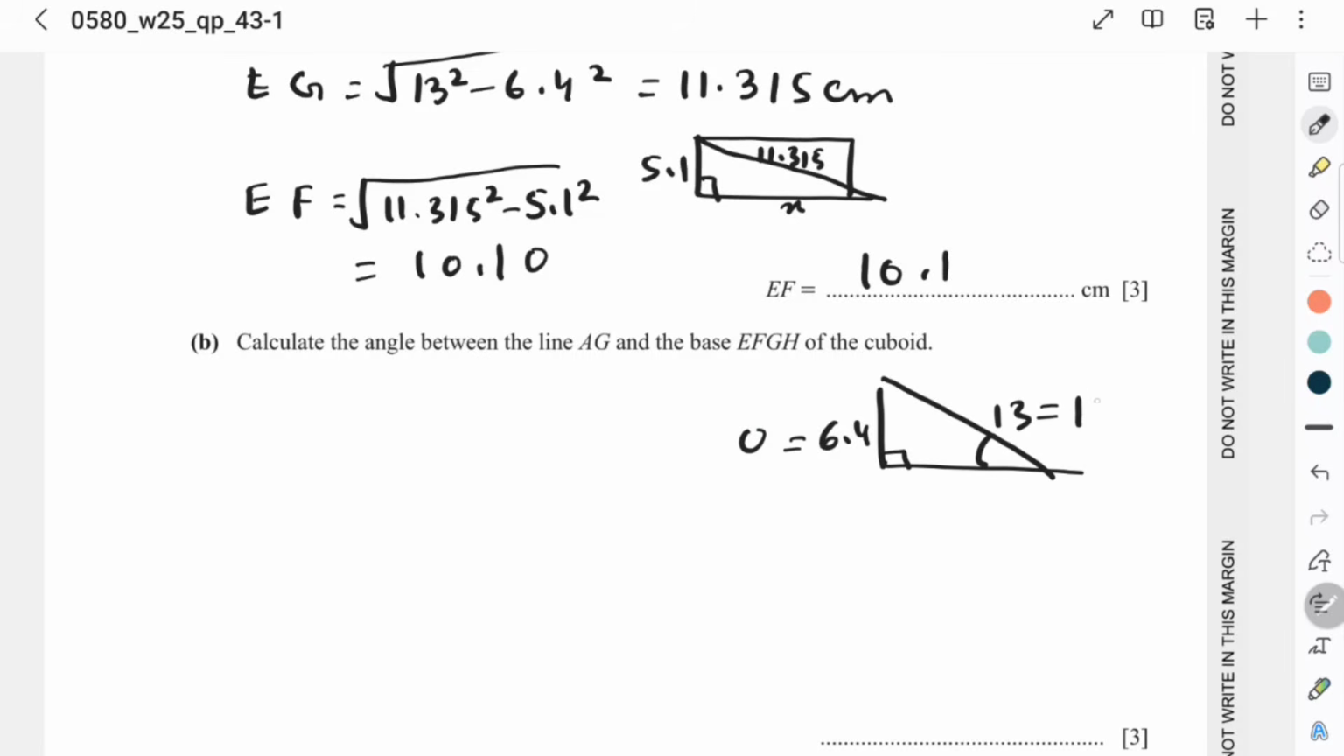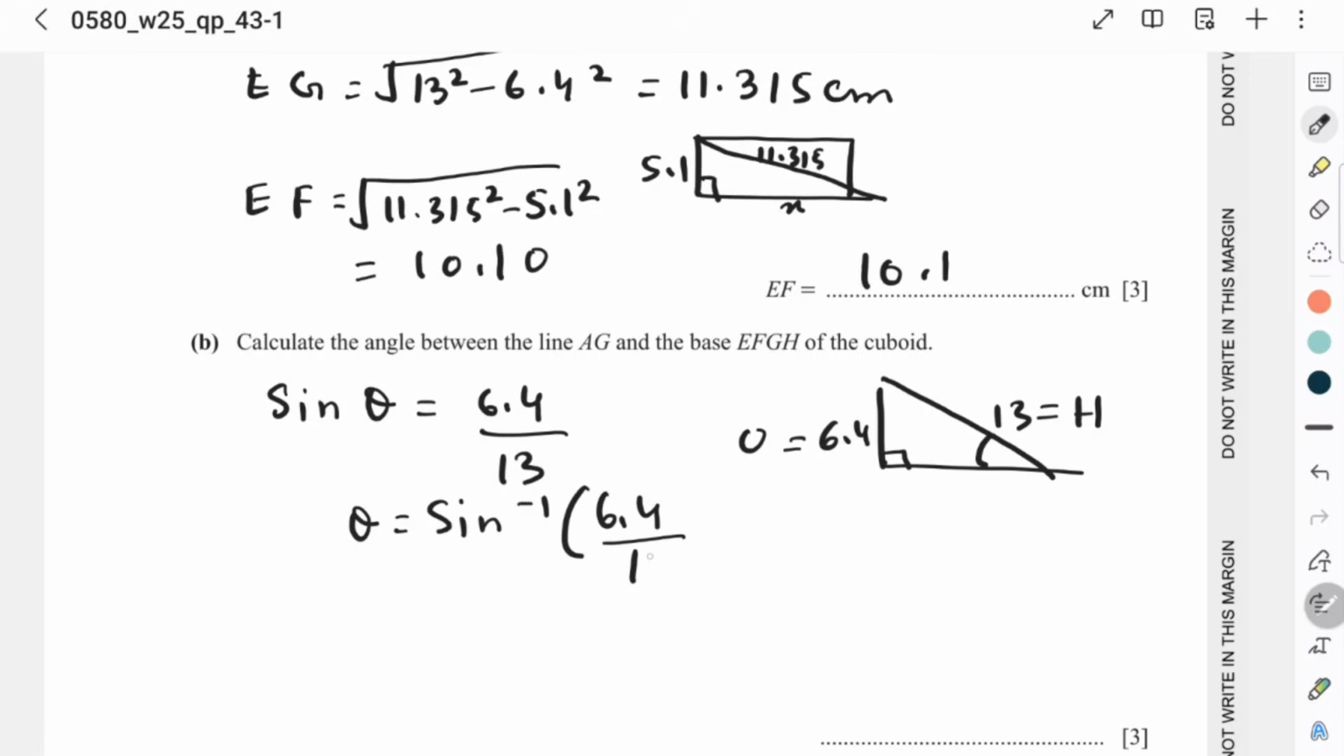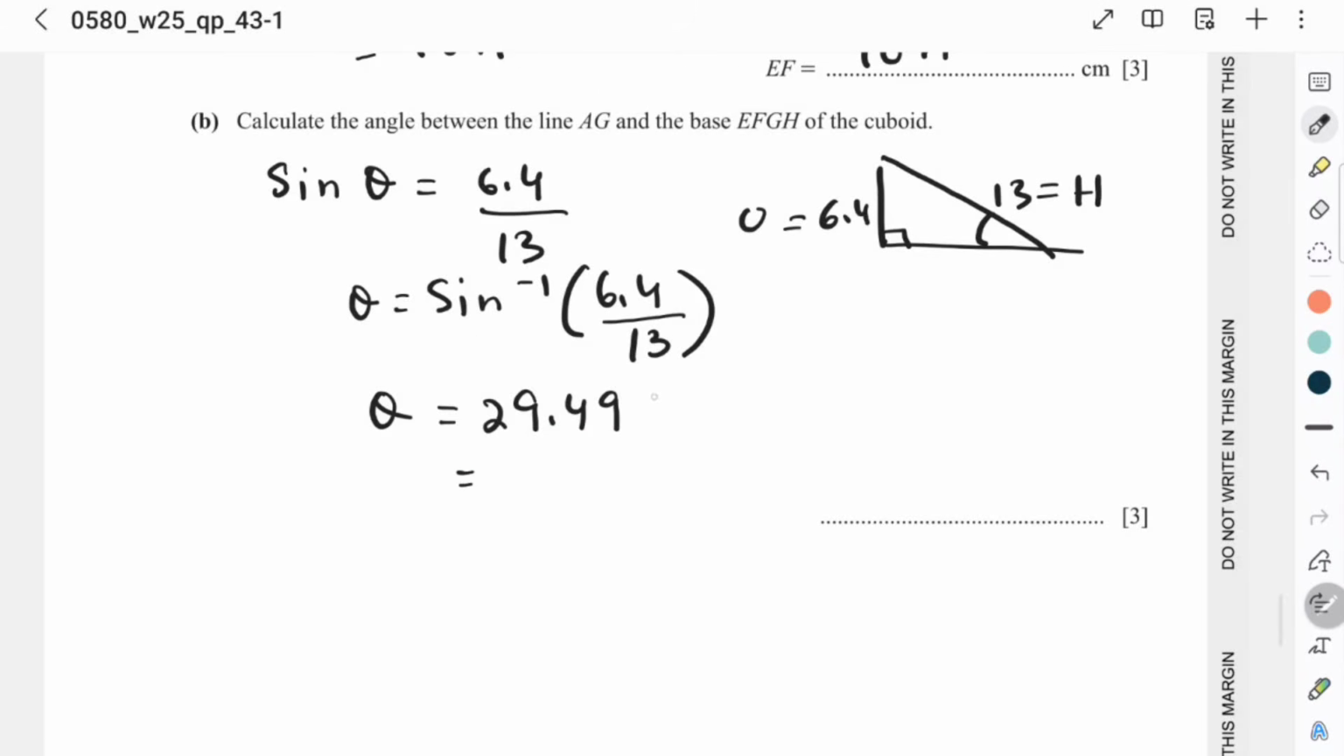So we have the opposite and the hypotenuse, so using SOHCAHTOA, sine of theta is equal to opposite over hypotenuse. This is equal to 6.4 over 13. Theta is equal to sine inverse of 6.4 upon 13, which is equal to 29.49, or you can write 29.5 degrees. That's the answer for this question. I hope you understood. Move to question number 25.